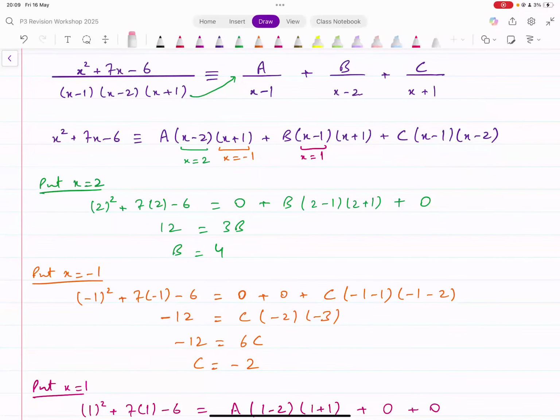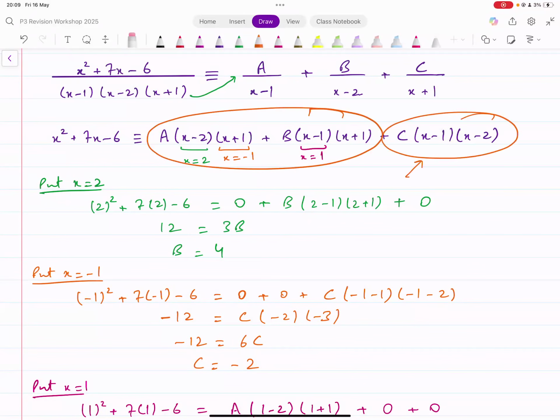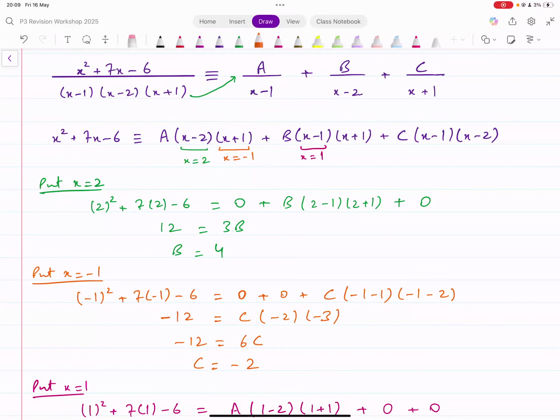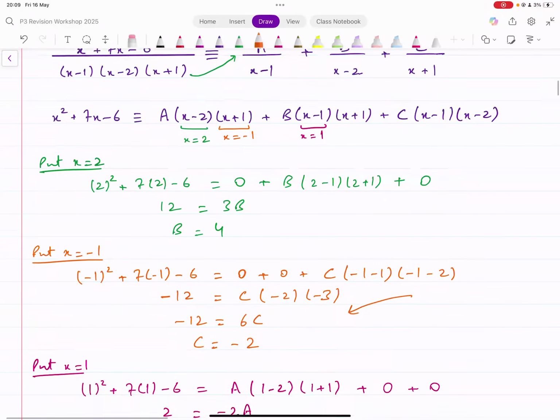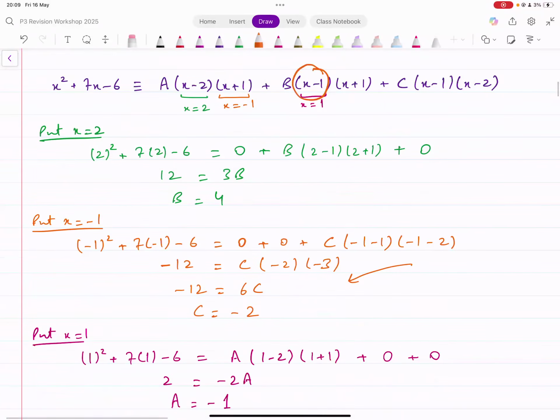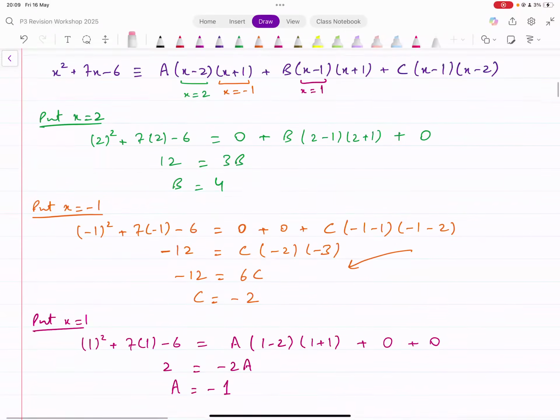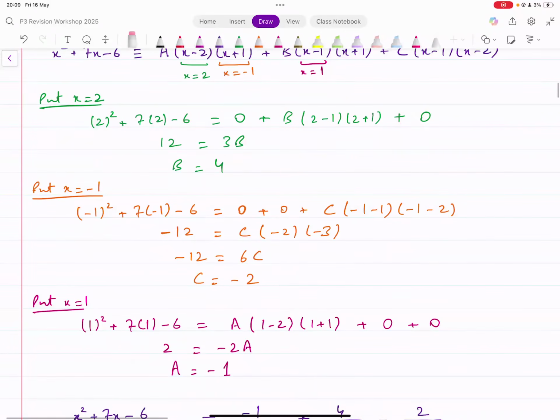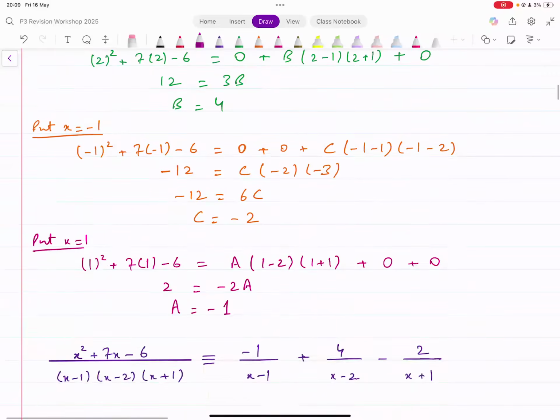Then we see what other bracket we can make 0. We can make this equal to 0 by inputting x equals -1. So we can input -1. And that eliminates these two terms. We're just left with c, and we can find the value of c from that. That's what we get from this. And similarly, we can say we have got another bracket here that we can make 0, x equals 1, input x equals 1 there. That gives you the third unknown as well, and you got your partial fractions.